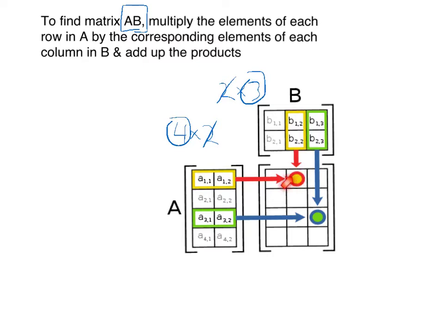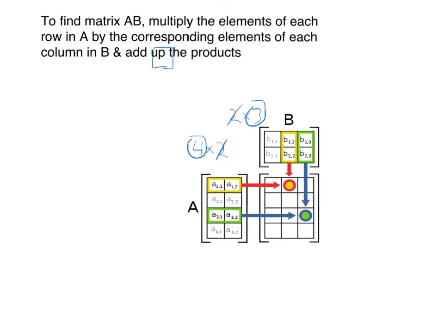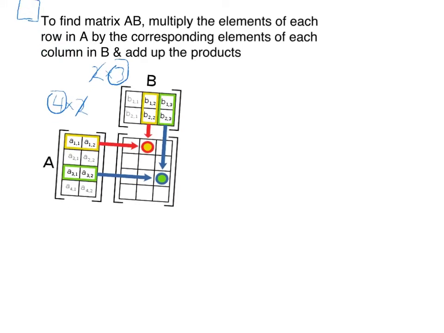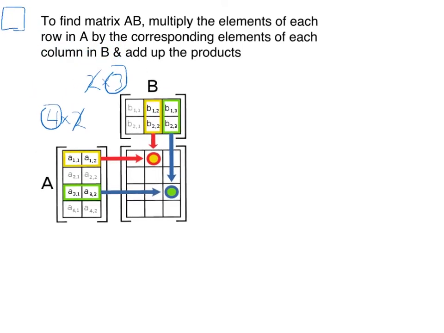And once we do that, that's the answer that goes there. Over here, for the answer matrix, this is the third row and the third column. So what we'll do there is we'll take the third row of the first and the third column of the second and repeat the process. We're going to multiply the corresponding elements and add up their products. That answer goes there.